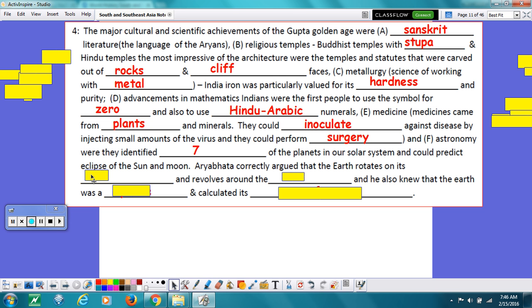Aryabhata correctly argued that the Earth rotates on an axis and revolves around the sun. He also knew that the Earth was a sphere and calculated its circumference.